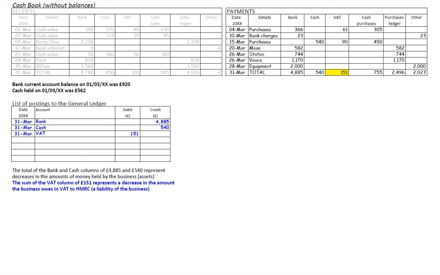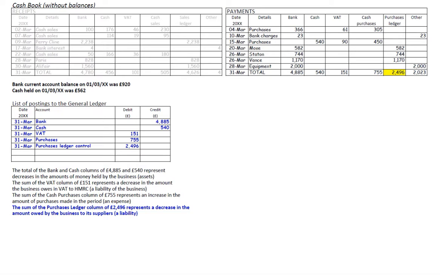Then we've got our cash purchases, and this is going to be debited to our purchases account. It's a debit because it represents an increase in the value of an expense, being purchases of goods. Then we have our purchase ledger column, and the total here will be debited to our purchase ledger control account. And it's a debit because it represents a reduction in a liability, the liability being the amount of money that is owed to the business's suppliers.